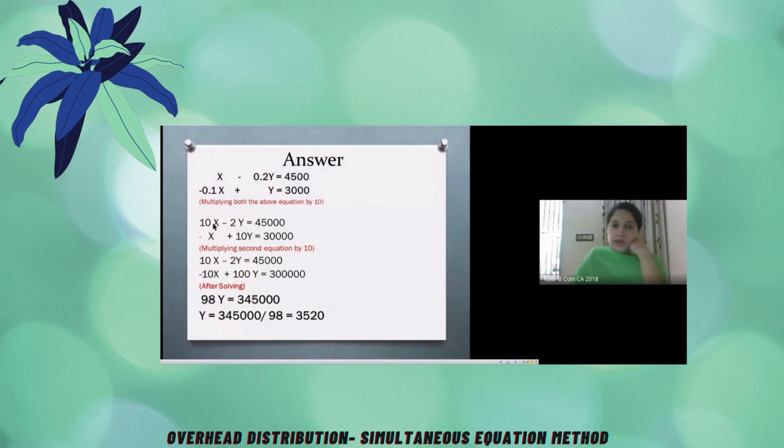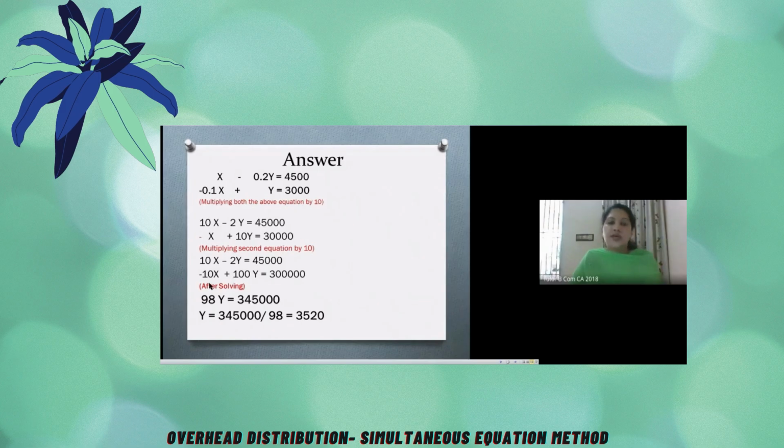Yeah, here it will be like this, 10x minus 2y is equal to 45,000. Here in this case, it will be minus x plus 10y is equal to 30,000. Now, for getting an answer, we will have to solve at least one equation. So logically, if I get a 10x here, I can easily get the value for y. That's why I multiplied the second equation with 10.